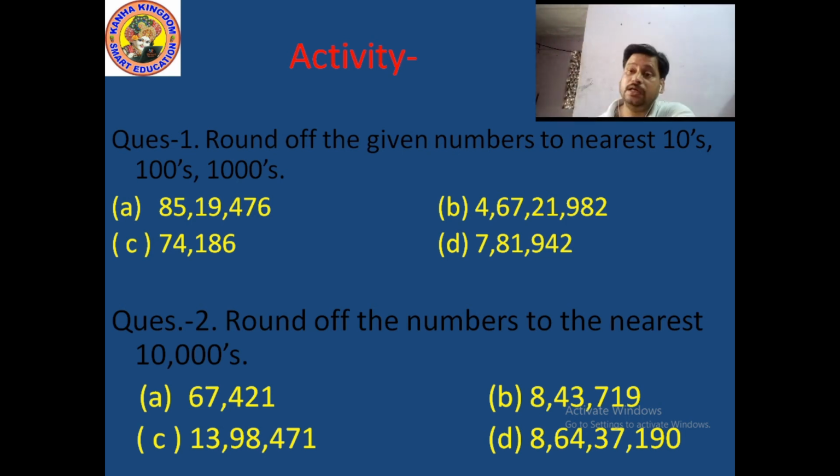But if the tens place value is 5 or more than 5, then you convert the tens place value and ones place value into 0, but you add one more number in the 100 place. Whatever the digit in the 100 place, you just add one more number in the 100 place, and the rest of the place values, nothing is changeable. That was nearest 100. Now move to nearest 1000.